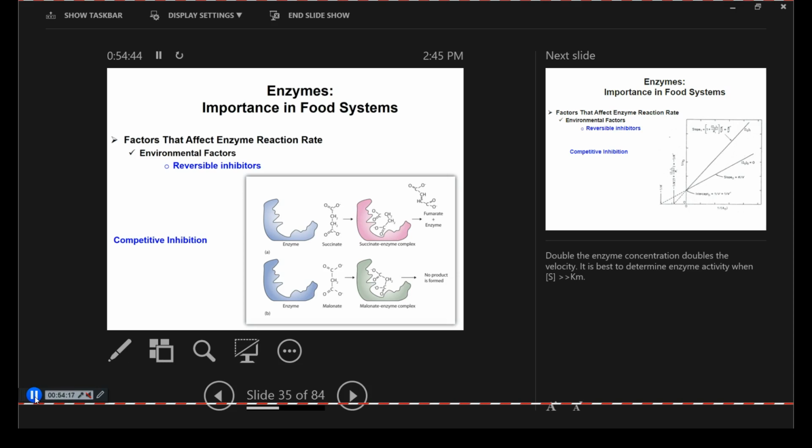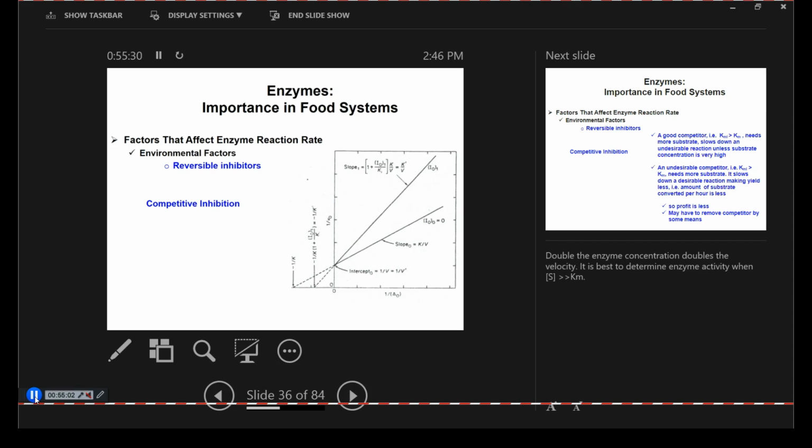Because of its similarity in structure, it still can bind to the active site. So now succinate and malonate are competing for the active site. That's why we call it competitive inhibition. So they compete, and then you have a reaction here that does not produce a product. So you have less production of fumarate in the presence of an inhibitor, unless you really have a high concentration of substrate. That means that if you have a much higher concentration of substrate than the inhibitor, then the reaction will go this way more than this way. Okay?